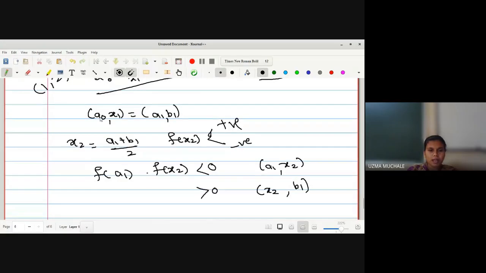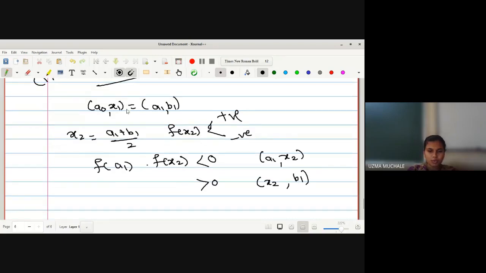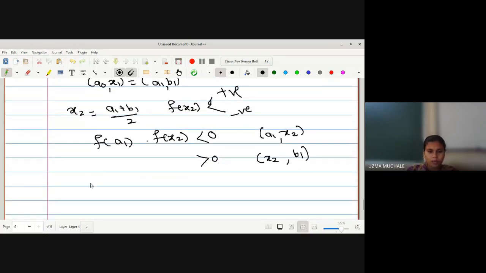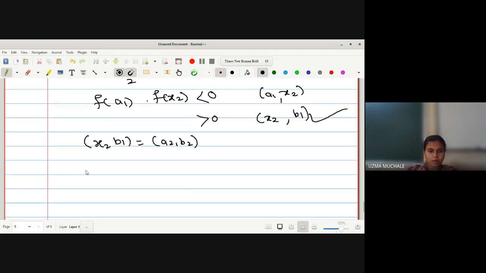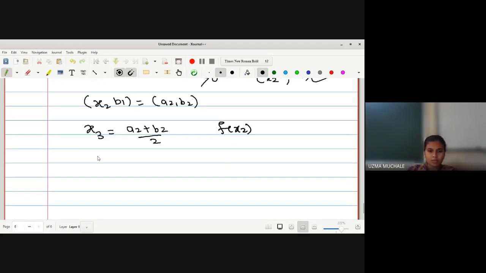Now rename the interval a0 x1 to a1 b1. a0 will remain fixed, whatever a0 you have chosen. Now what do you have to do? Again, assuming that x2 to b1 is the next interval, we have to rename this x2 b1 as a2 b2. After renaming it as a2 b2, what do you have to find out? Again, x3 is equal to a2 plus b2 divided by 2. Check the value of f of x2. After checking that, what do you have to check next? f of a2 into f of x2, right?